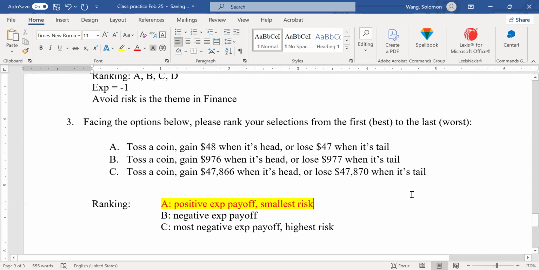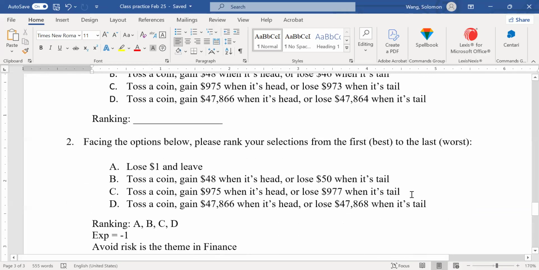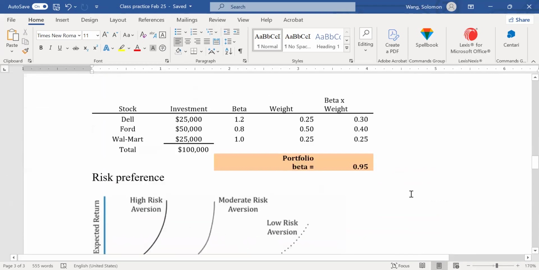So the major takeaway is we don't go to casinos, unless you really enjoy it, but I highly recommend against it because that's not very consistent with what we do in finance. In finance, half of our job is to avoid risk. And when we calculate the risk and the return, we make the best risk and return combination. And I think that concludes my lecture today.